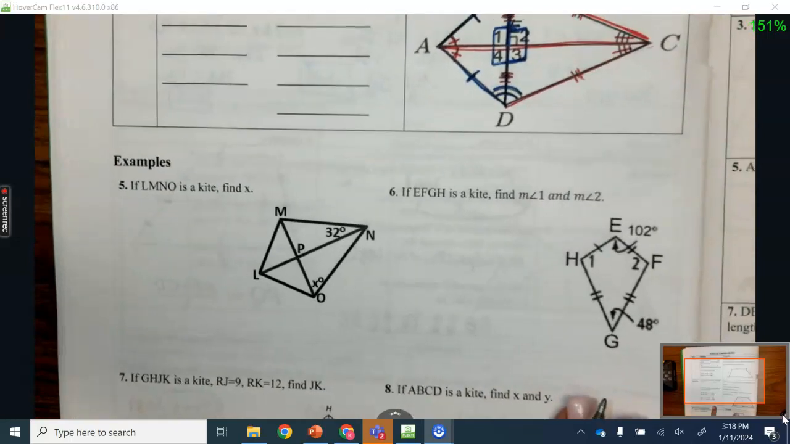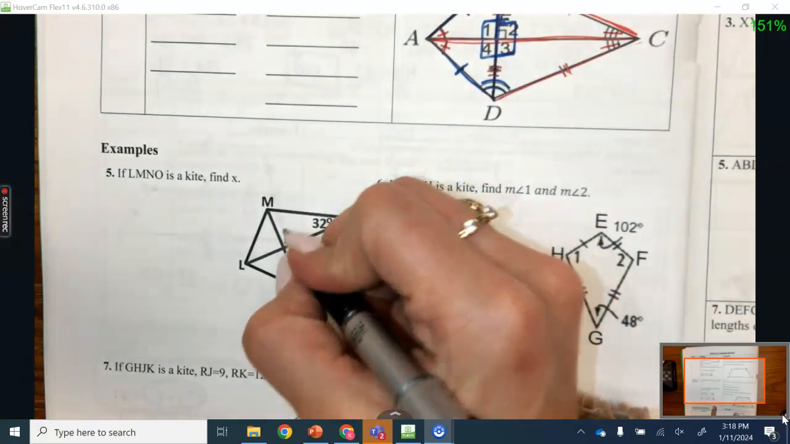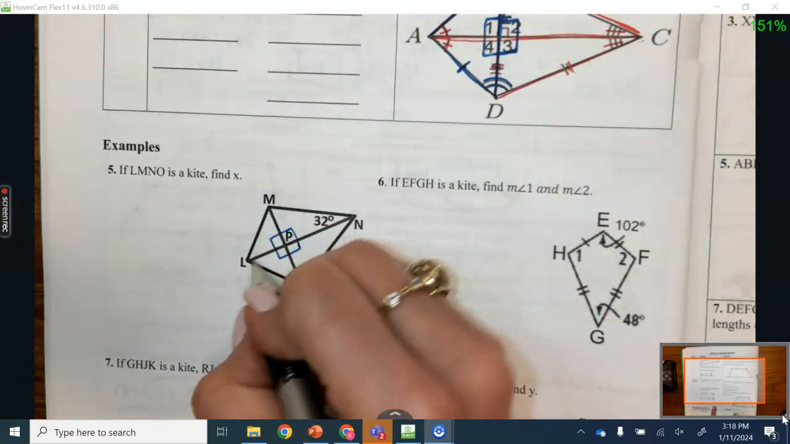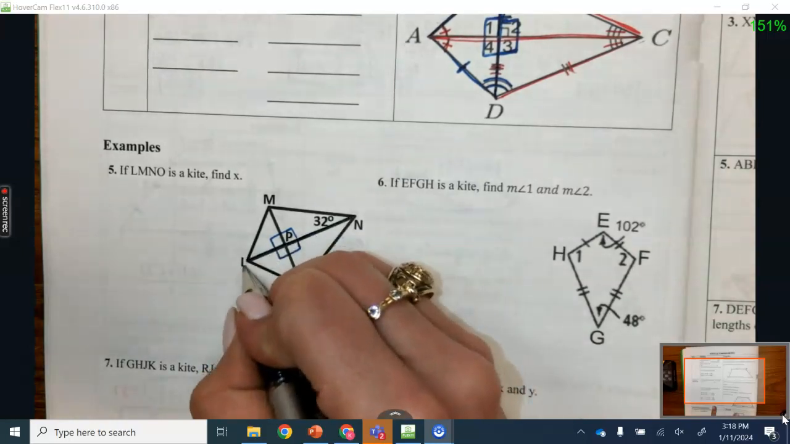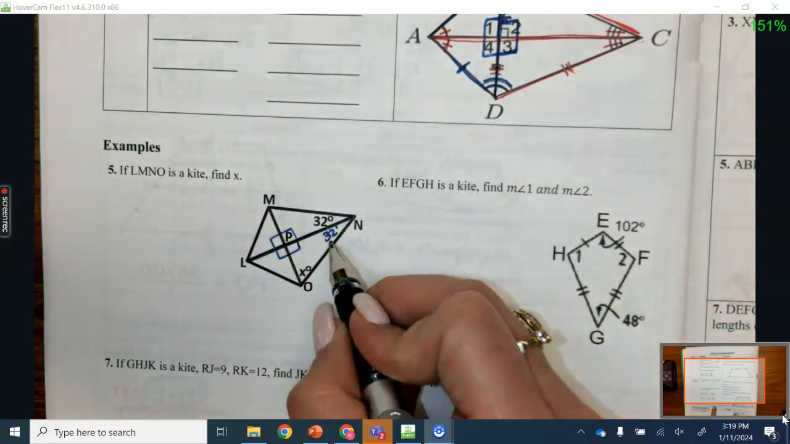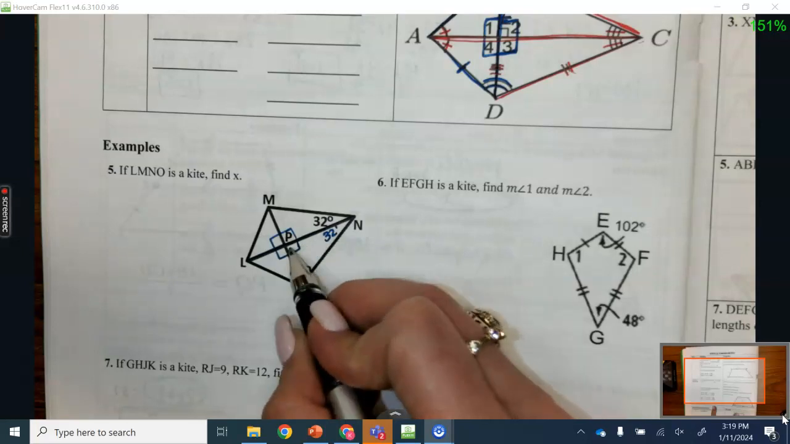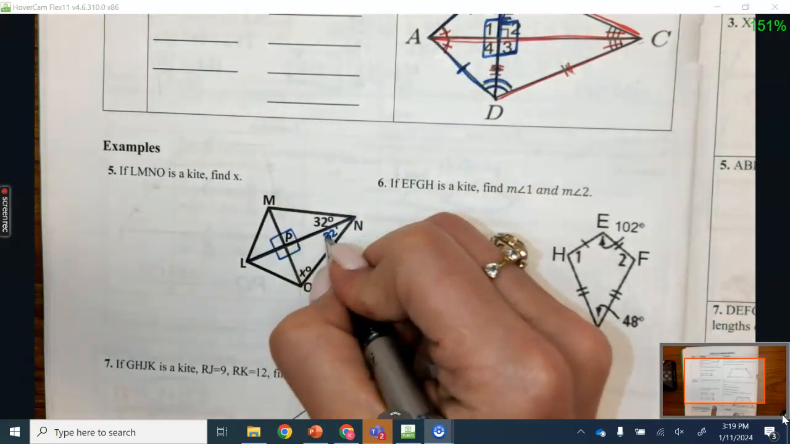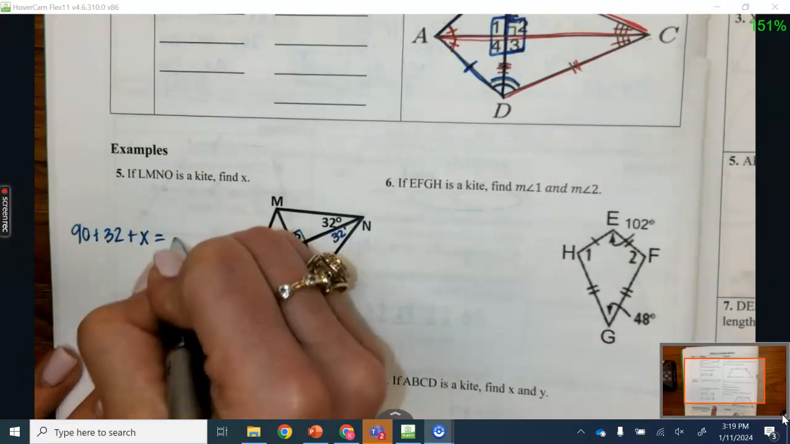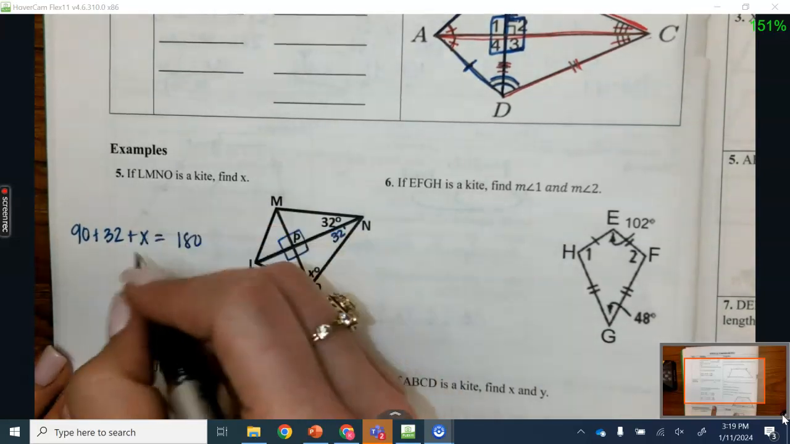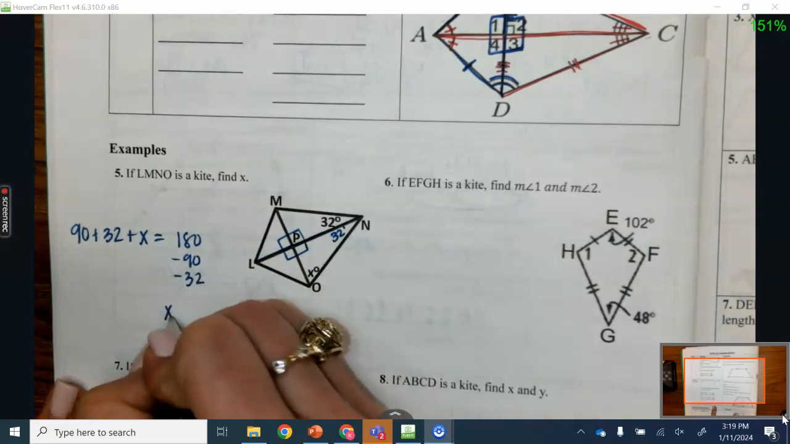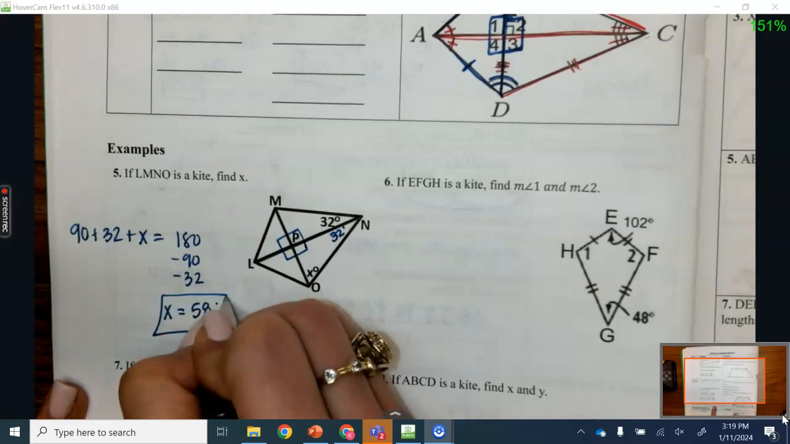let's look at the examples. If LMNO is a kite, find X. Okay, kites have 90-degree angles at the diagonals, right? Diagonals are perpendicular. We know on the long diagonal that even though L is not congruent to N, they are both bisected. So 32, 32. I can solve for X by looking at this right triangle right here. 90 plus 32 plus X forms a triangle which is equal to 180. Okay, so I'm essentially taking 180 minus 90 minus 32. X is equal to 58 degrees.